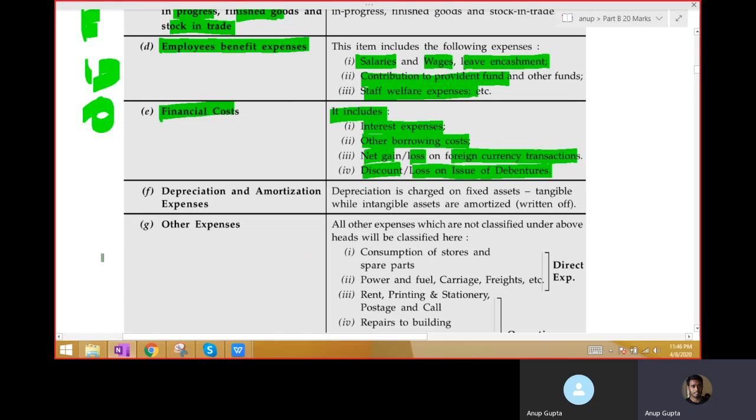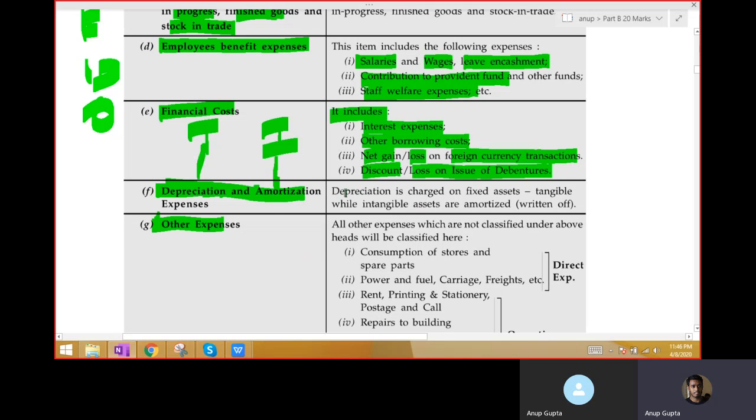Then in EFDO, D is for depreciation and amortization, and O for other expenses. Under depreciation, there is depreciation and amortization. Depreciation is for tangible assets and amortization is for intangible assets. Tangible assets are like buildings, plant and machinery, vehicles. Intangible assets are like patents, copyrights, trademarks, whose values are also reduced over the period. So the fall in the value of an intangible asset is known as amortization, and the fall in the value of a tangible asset is known as depreciation.